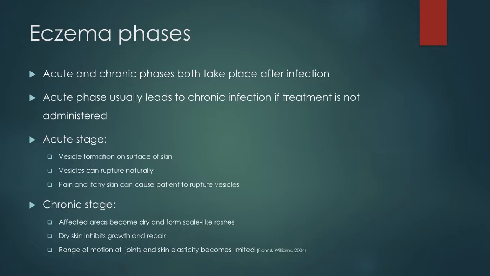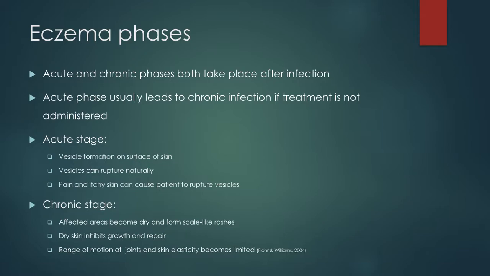An acute and chronic phase are both usually experienced throughout the course of an eczema infection. Vesicle formation on the surface of the skin is a common result of eczema's acute stage. These have the potential to burst themselves, but the additional itchiness of surrounding skin can lead to the individual scratching and therefore rupturing some vesicles, which can lead to greater pain and infection. These can prevent the skin from healing effectively and allow more pathogens entry into the skin.